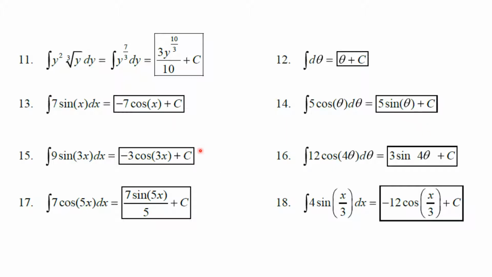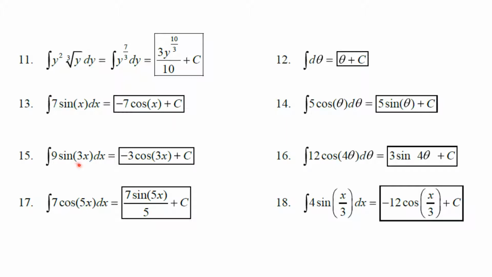So I'm very sure by now you have actually observed the changes from dx, dy, d theta. So all this means the dy means integrate with respect to y, d theta means integrate with respect to theta, dx means integrate with respect to x, and so on. So please pay attention to what the function is integrated against. Same goes with number 15, 9 sine 3x.